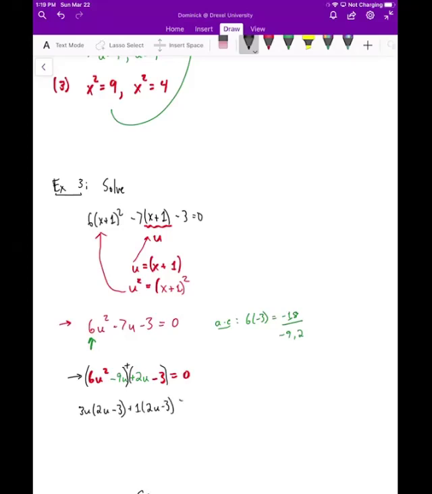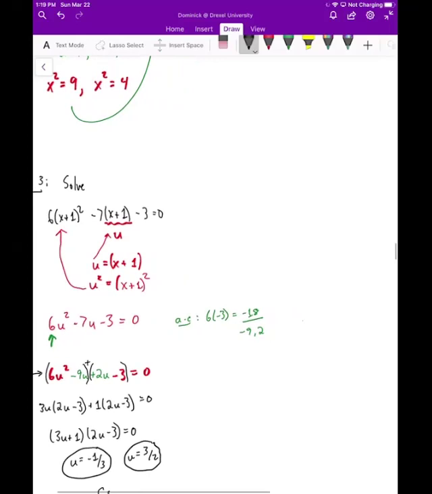And 2u minus 3 is equal to 0. So now we're going to get that 3u plus 1 times 2u minus 3 is equal to 0. So of course we get that u is equal to minus 1 over 3 from the first one, and we get u is equal to 3 over 2 from the second one.